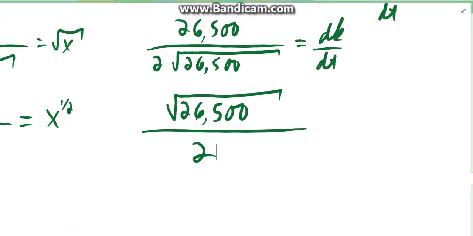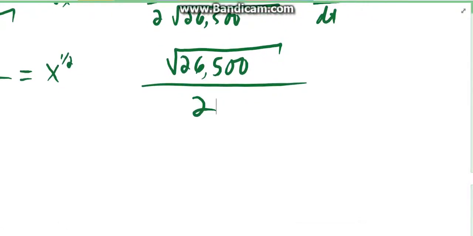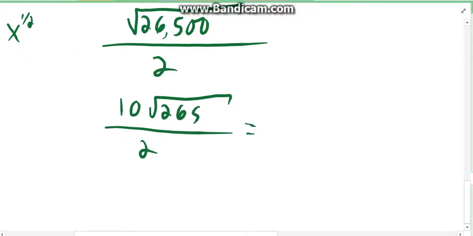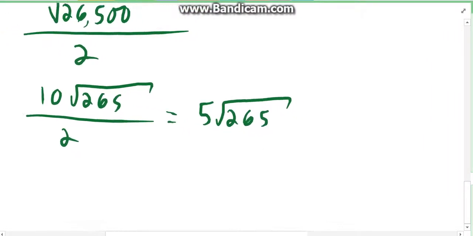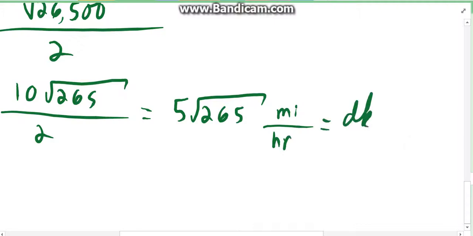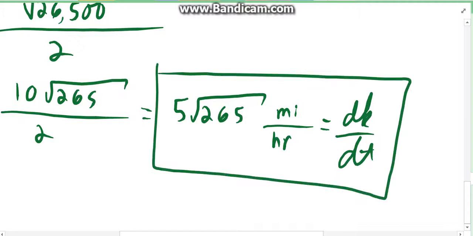Okay, and now at the end here, we're just going to simplify this out. We can take out a 100, so that's going to really be 10 square root 265 over 2. So that's really going to be 5 square root 265. What are the units on that? Miles per hour, because that's what the other things were measured in. So you can write it like this, miles per hour, or you can write mph. Cool, but that's the rate of change of k with respect to time. Okay.